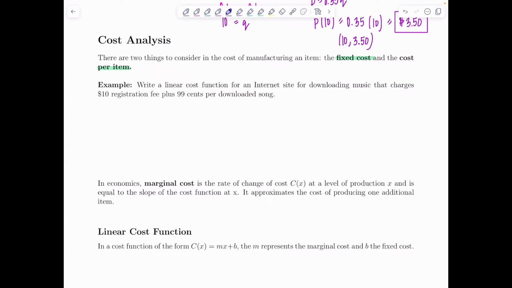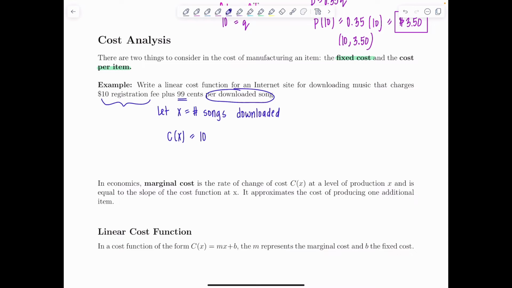Okay, we have this $10 upfront registration fee. That's a one-time fee. Then you're charged 99 cents per downloaded song. So cost is dependent on how many songs you download. I'm going to let X be the number of songs that we download. Then I can write cost as a function of X. You pay that $10 up front, one time only, and then 0.99 times X, 99 cents per song. That's it. There's my linear cost function. Good?